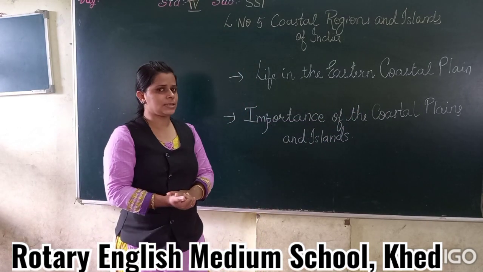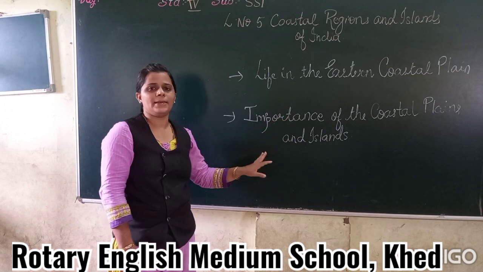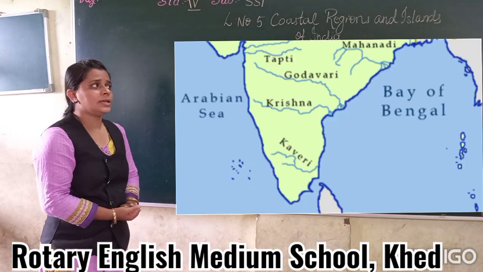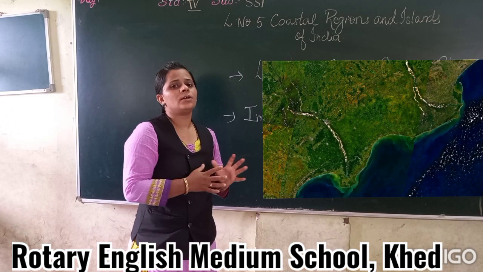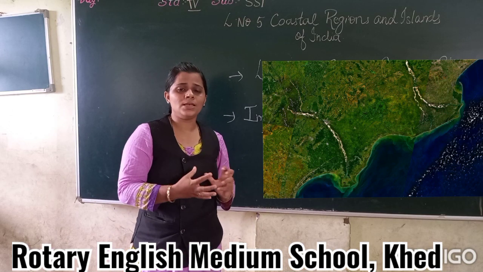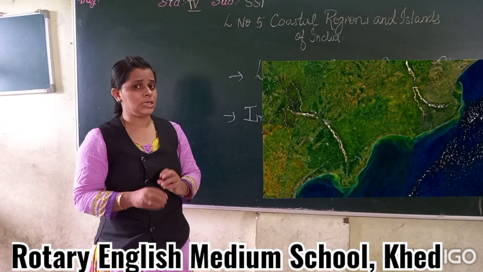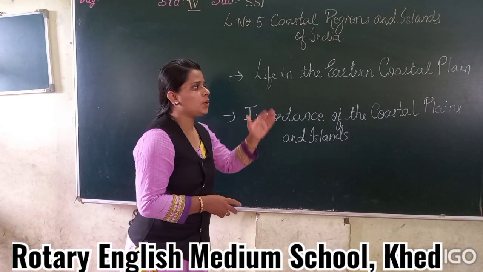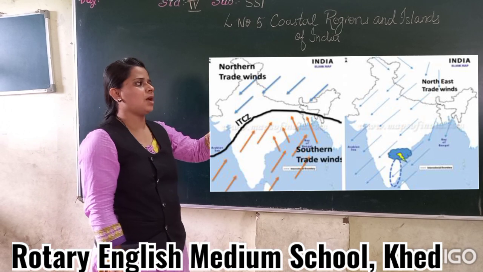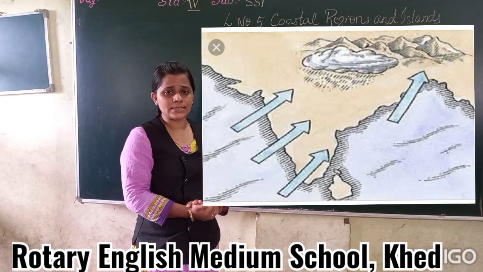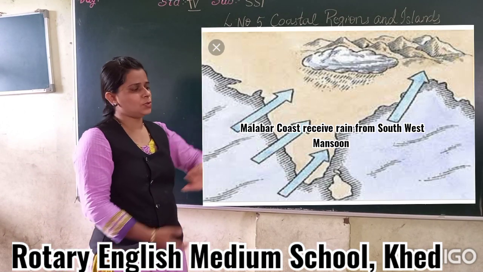Now, my dear children, let's move to the importance of coastal plains and islands. Here the rivers Mahanadi, Godavari, Krishna and Kaveri run through and form large deltas. This made that region very fertile, and in fertile soil it is very easy to grow crops. Now, my dear children, the Coromandel coast receives rain from both the northeast and the southwest monsoon winds, whereas the Malabar coast receives heavy showers from the southwest monsoon winds.